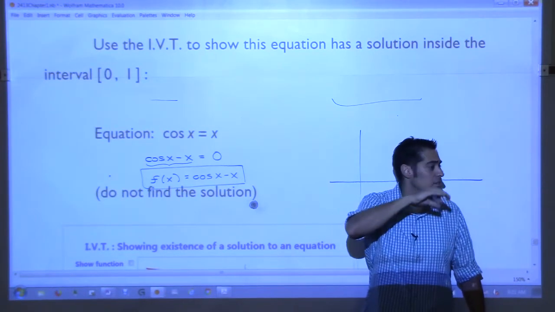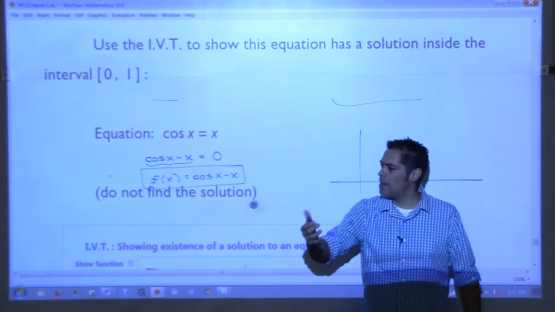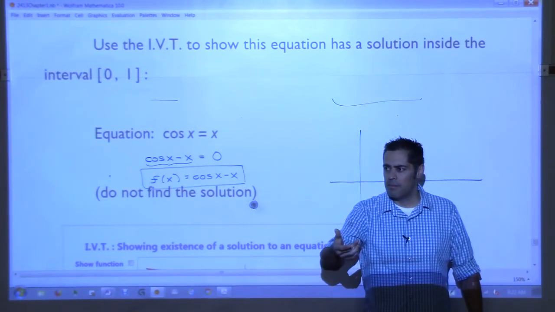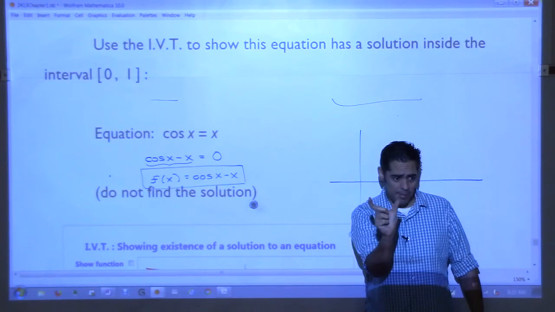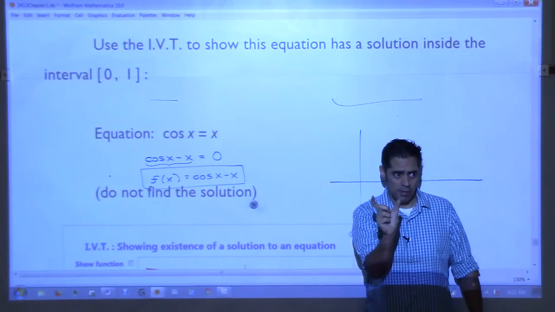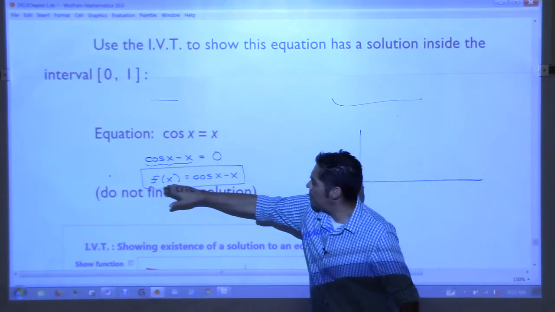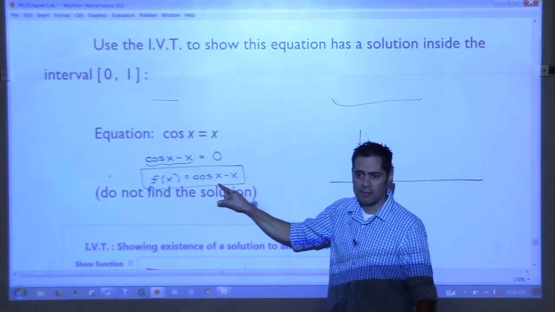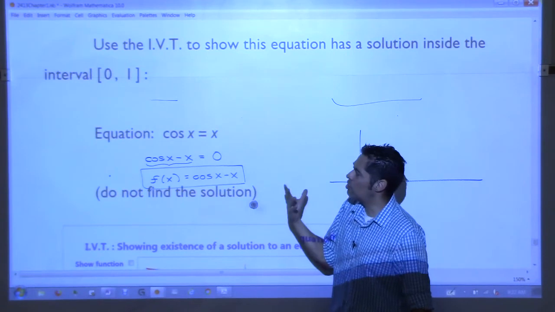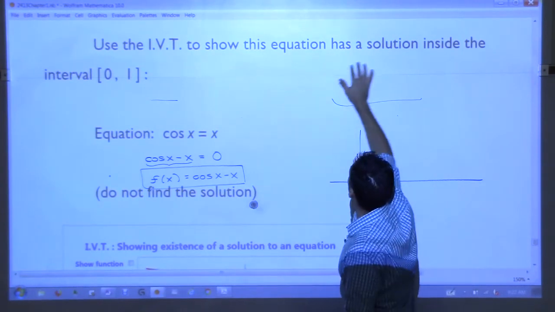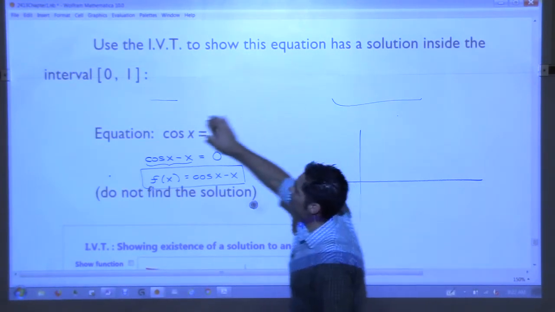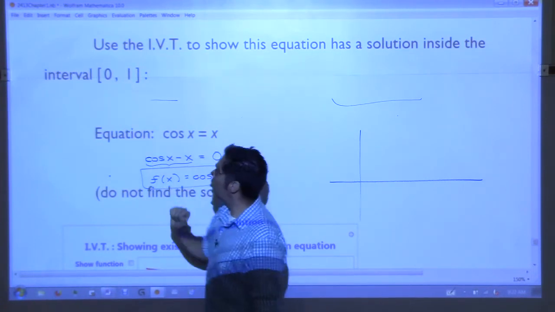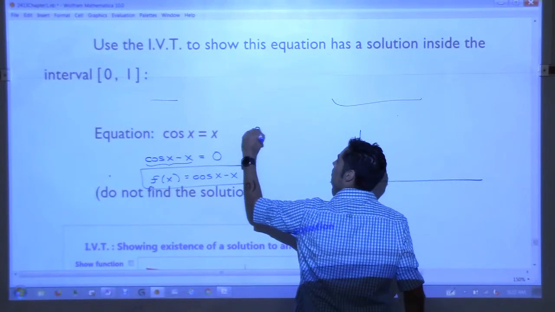When someone asks you to set a function equal to 0, what are they actually asking you to find? The roots, right? The x-intercepts, right? Yes? So if I call f this function, then this equation means find me the x-intercepts of this, right? Okay. I'm trying to show you that there's at least one x-intercept in this interval 0, 1. Make sense? So let's try and just plug 0 into the function.